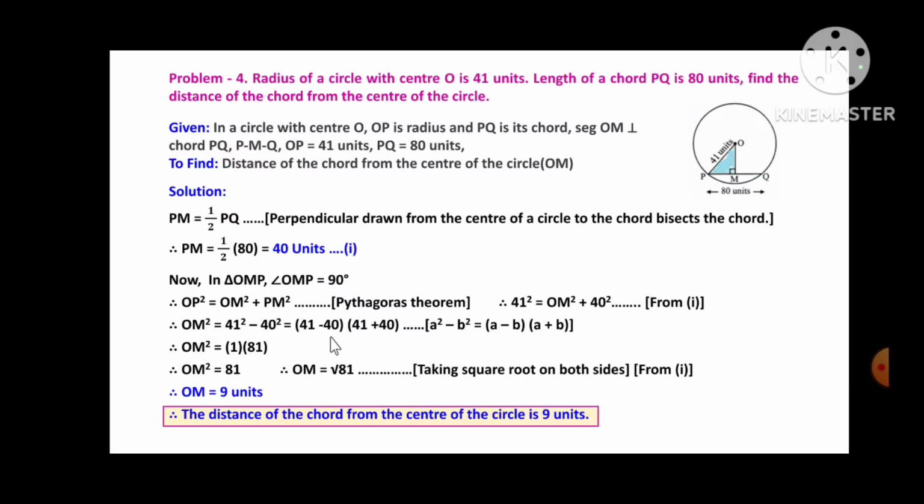So here, 41 minus 40 and 41 plus 40 in the bracket. So 1 into 81, that is 81. OM square is 81. Taking square root on both sides, OM is 9 units. Means OM is equal to root of 81, which is 9 units. So the distance of the chord from the center of the circle is 9 units.